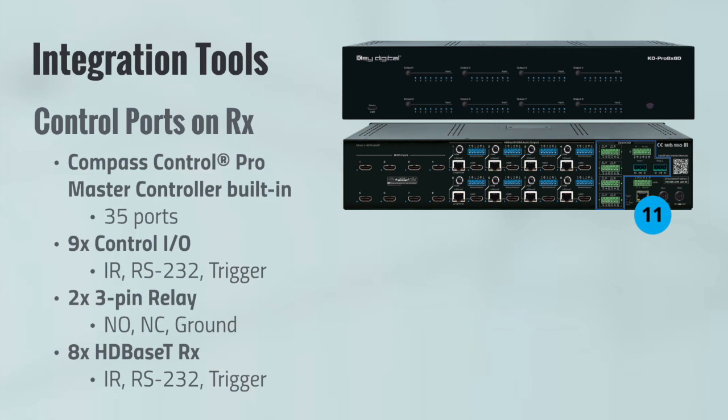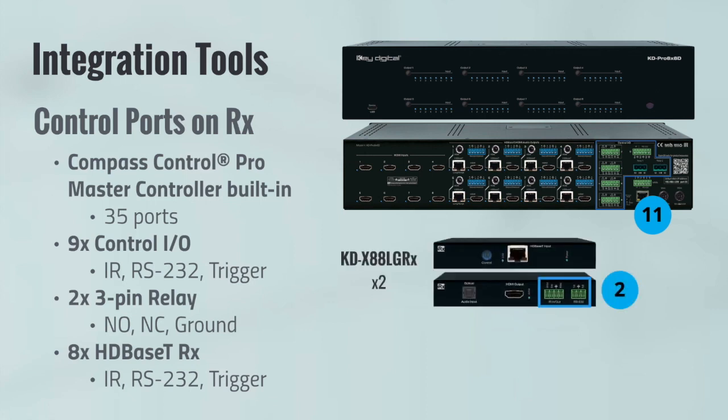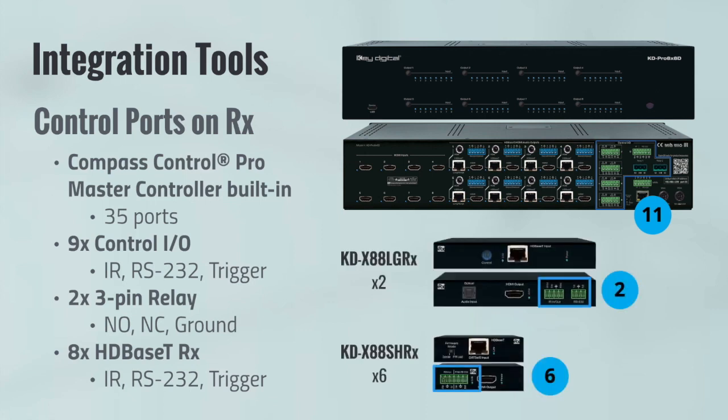In addition, each and every RX unit has IR or RS-232 capability. The LG RX actually has separate IR and RS-232, whereas the SH RX, the standard range, has IR or RS-232 capability. So we have a total of 8, or technically 10, additional control ports added to the system through the extenders. These are typically used to connect your displays.